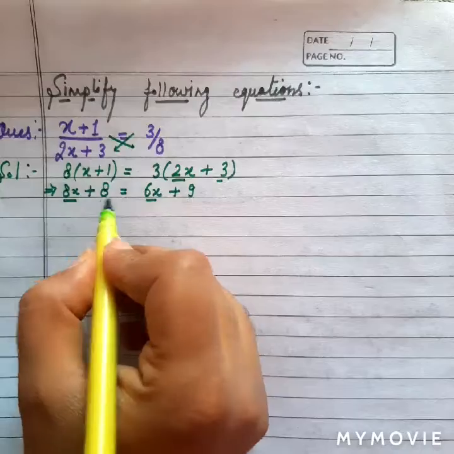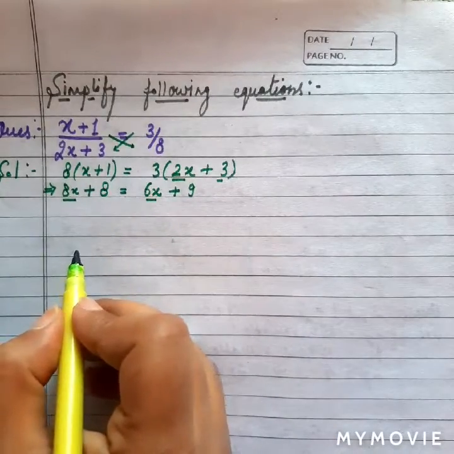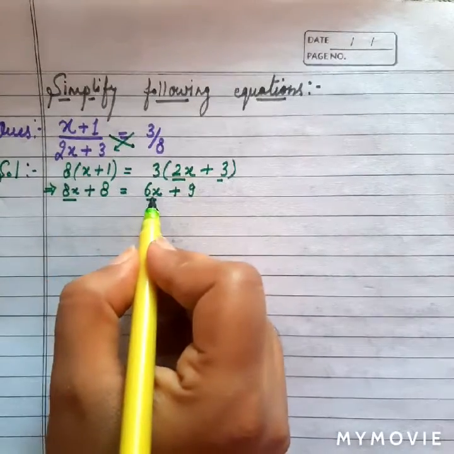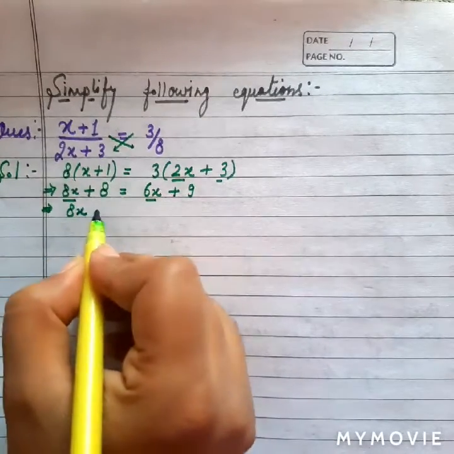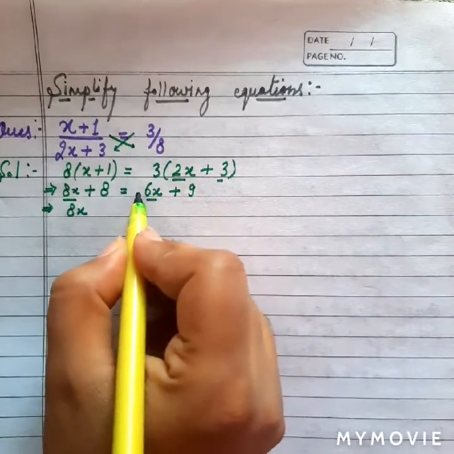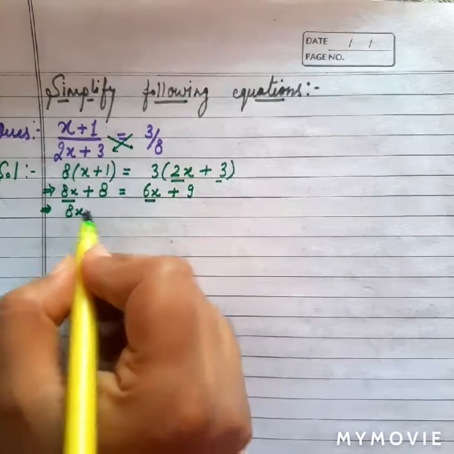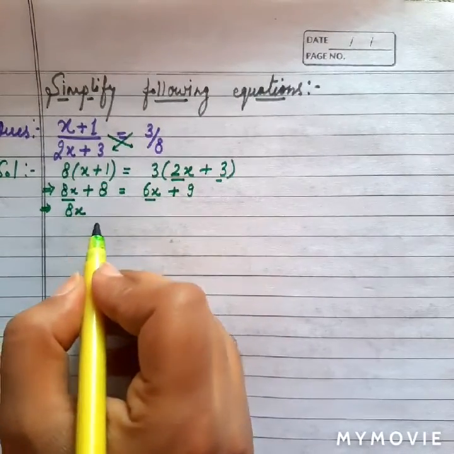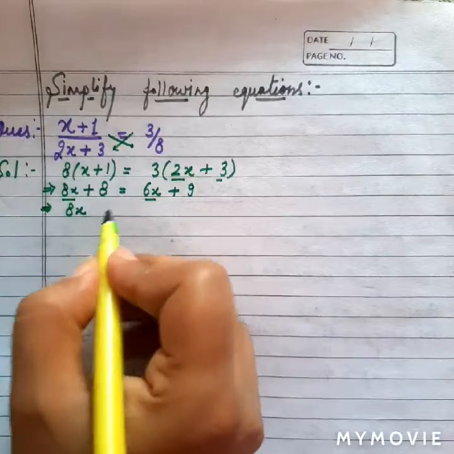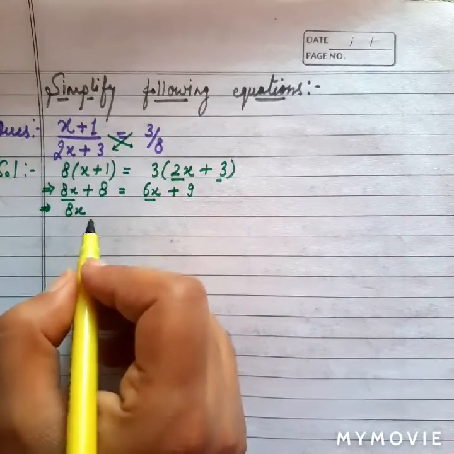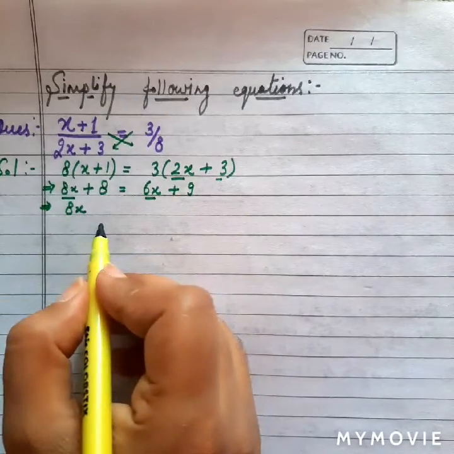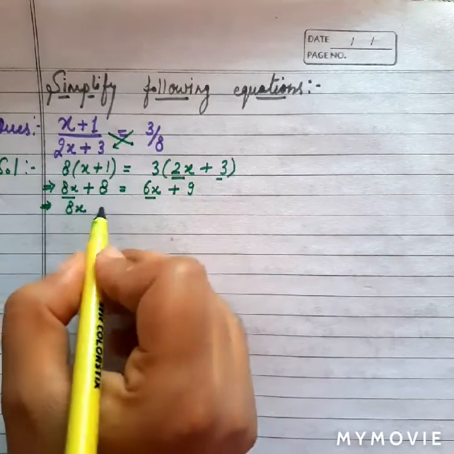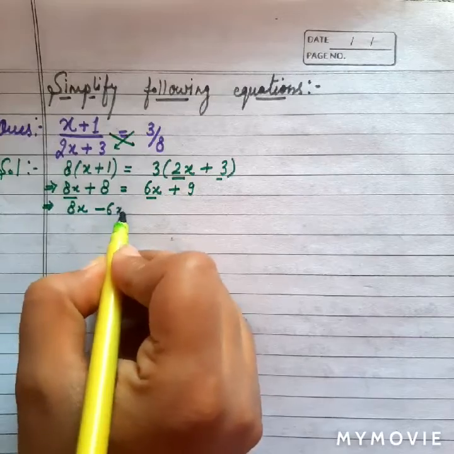In my previous video I explained that the terms with variables will be taken on the same side and terms without variables will be taken on the other side. So what we will do is we will take 6x on this side, so it is 8x. 6x is positive here. When a positive term moves to the other side of the equality, it changes its sign, it changes its operation. If it is plus, it will become negative, okay, minus 6x.